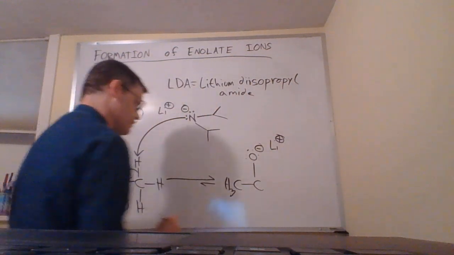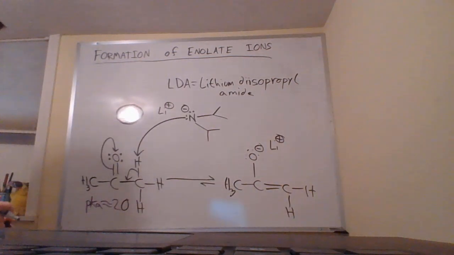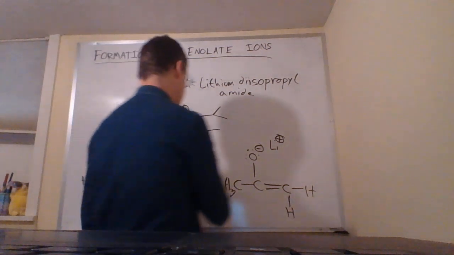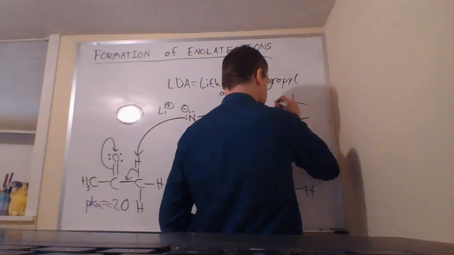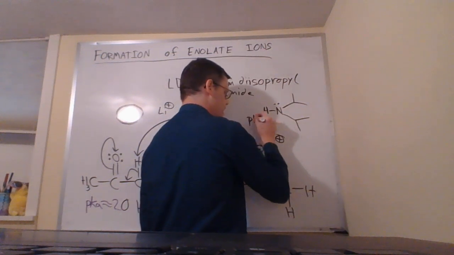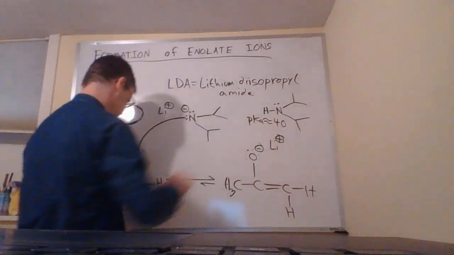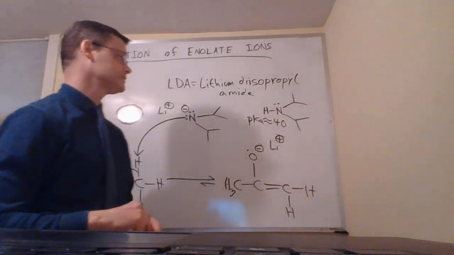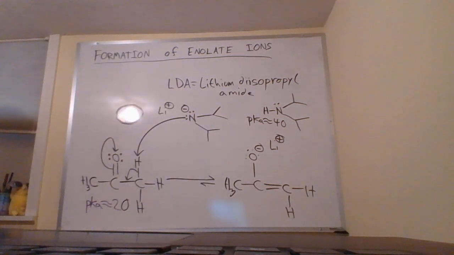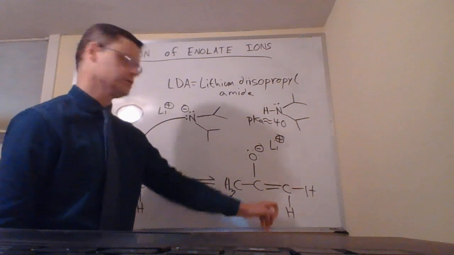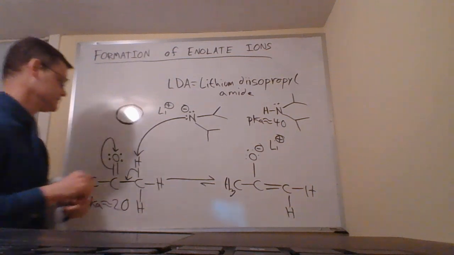So we make this enolate, and we call this a lithium enolate. And the other thing we make is diisopropylamine. Now this has a pKa of about 40. So now when we look at our pKa numbers, we see that the higher one is on the right-hand side. And so this is the weaker acid, so now we're going to favor this side. So this is a much more favorable equilibrium for the formation of the enolate. And this is a proton transfer also.